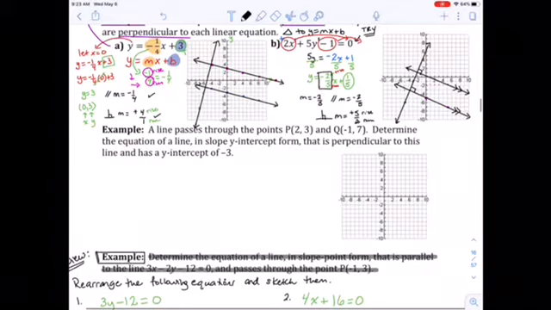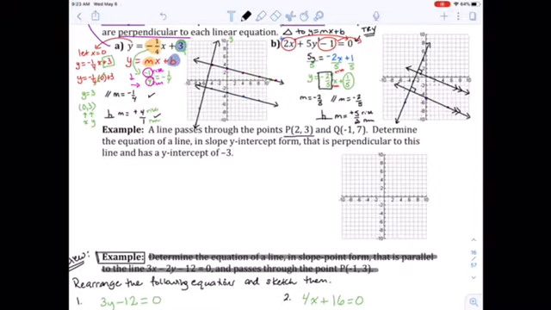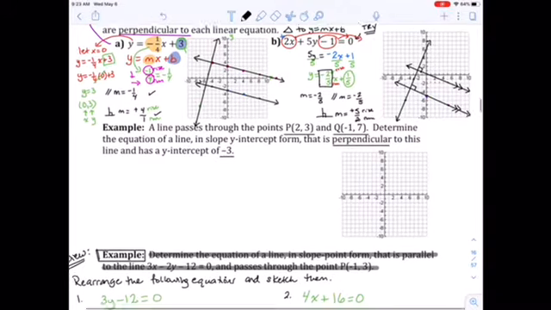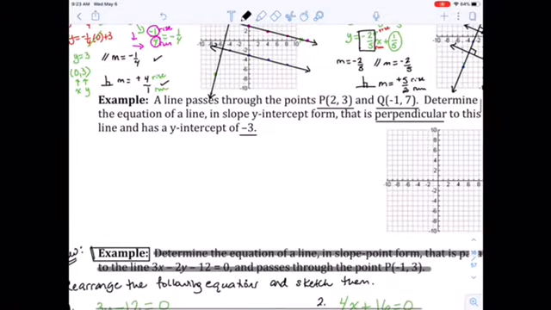Let's do one more quick question here before I pause the video again. This one says a line passes through the points P(2, 3) and Q(-1, 7). Determine the equation of a line in slope y-intercept form that is perpendicular to this line and has a y-intercept of -3. So let's think of our slope y-intercept form.